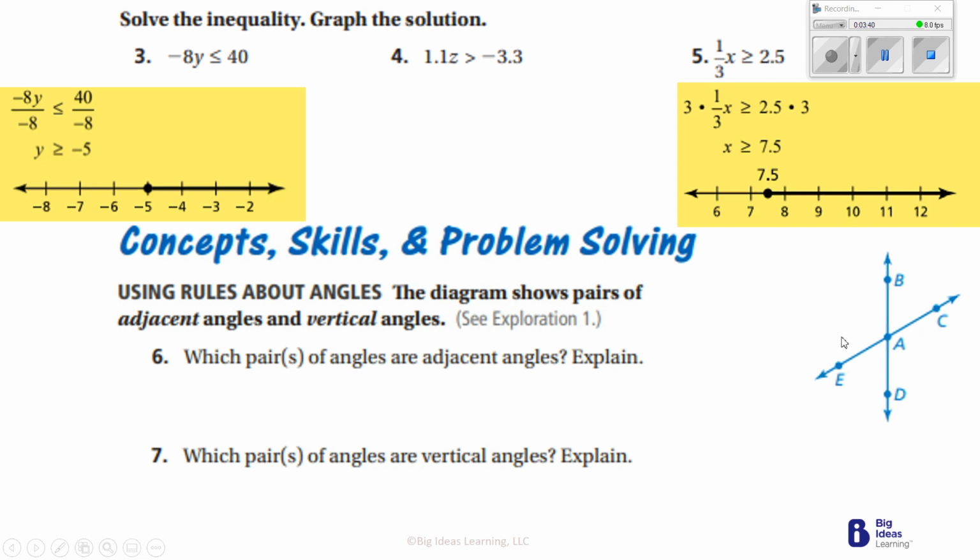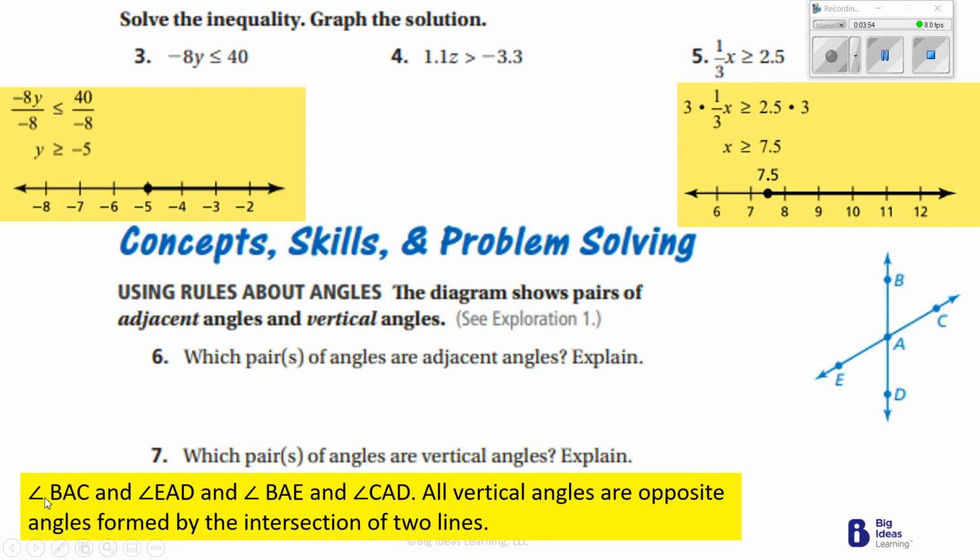So I'm going to say BAC is vertical to EAD. I'm also going to say that BAE is vertical to CAD. All right, so angles BAC, that's this angle here, and EAD, this angle here, and then we'll also have BAE and CAD. All vertical angles are opposite angles formed by the intersection of two lines.